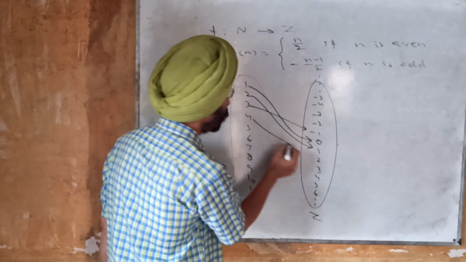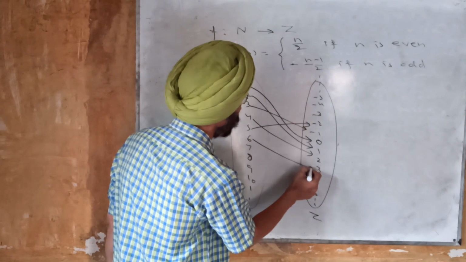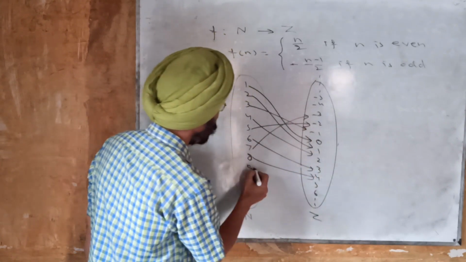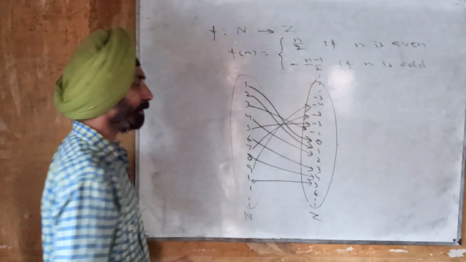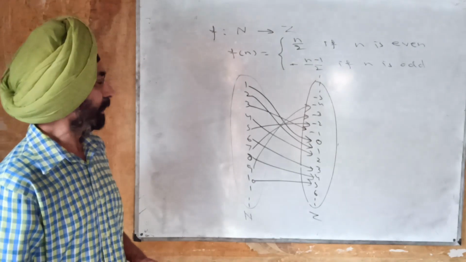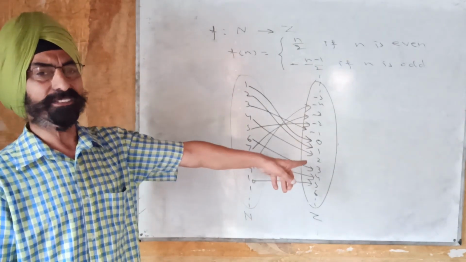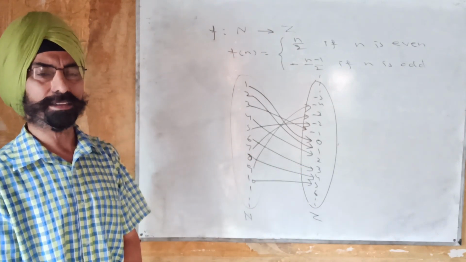Similarly, image of 4 is 2, image of 5 is minus 2, image of 6 is 3, image of 7 is minus 3, image of 8 is 4, image of 9 is minus 4, image of 10 is 5, and so on. Look at every two distinct elements are having different images in the set Z. That means the function is 1, 1.